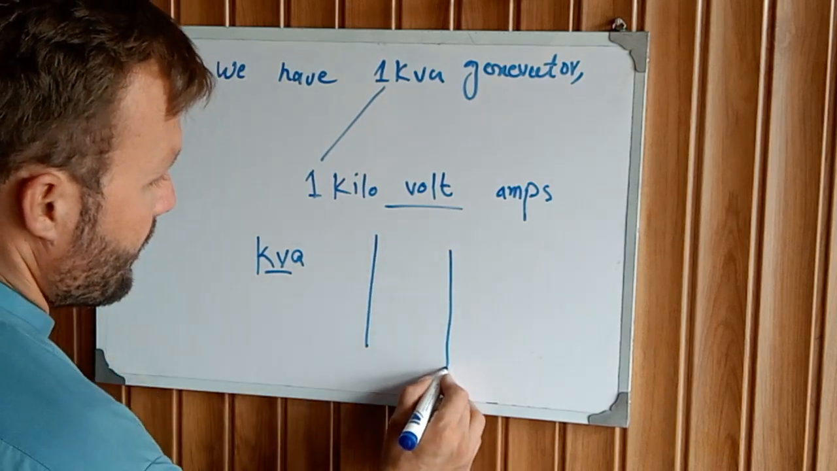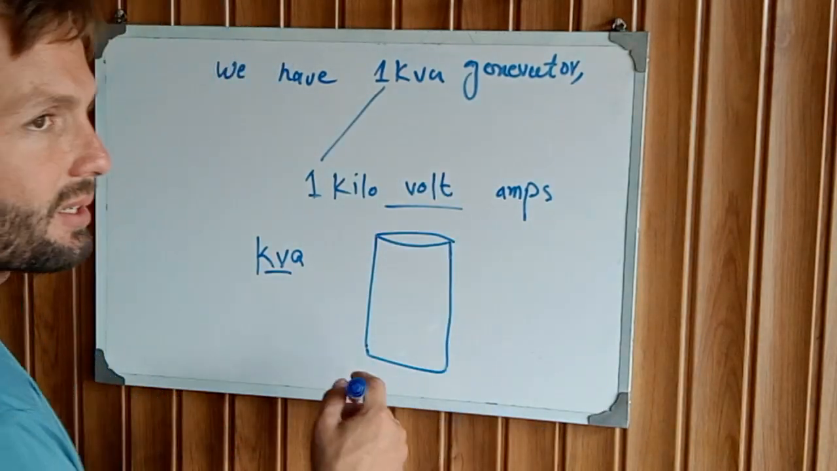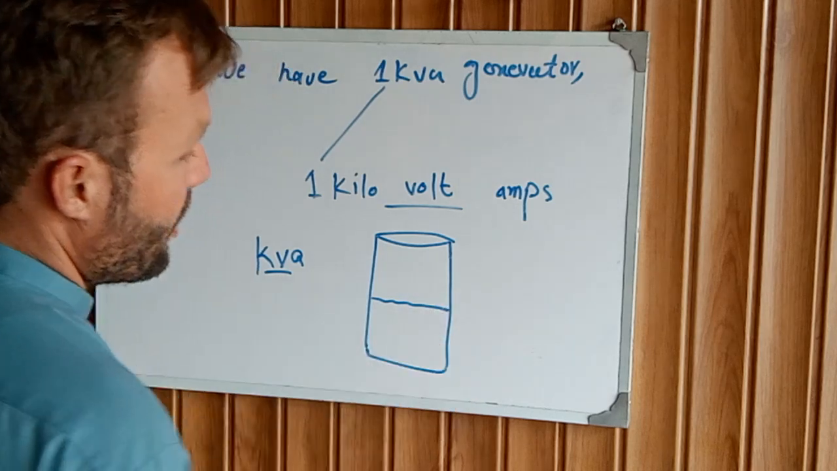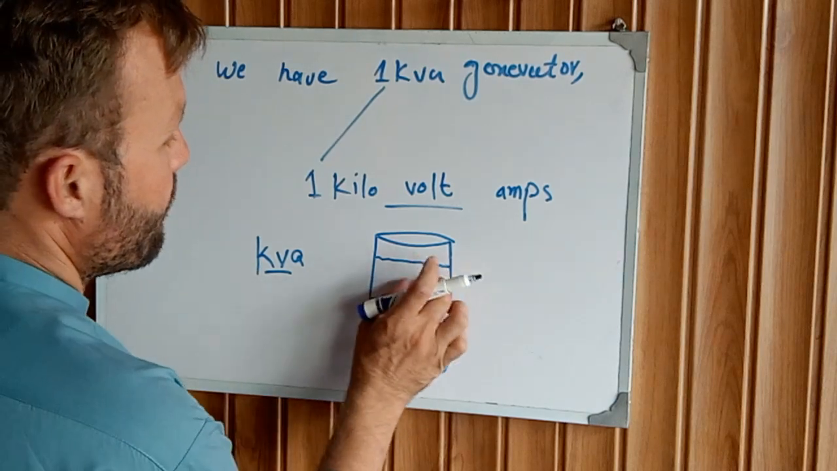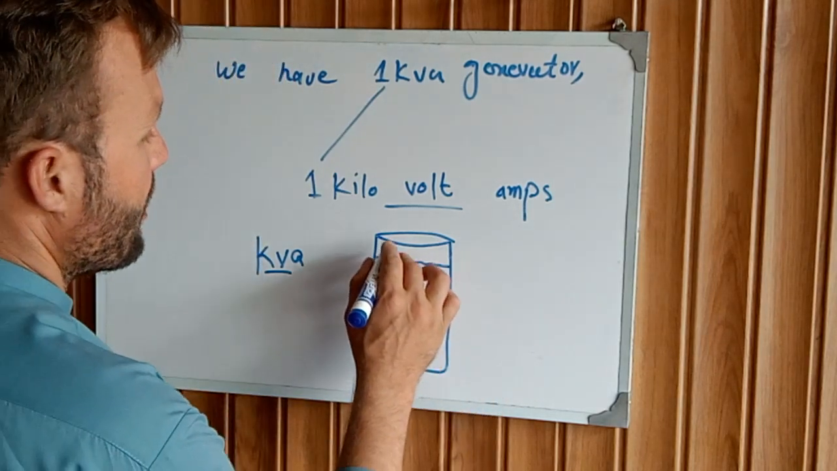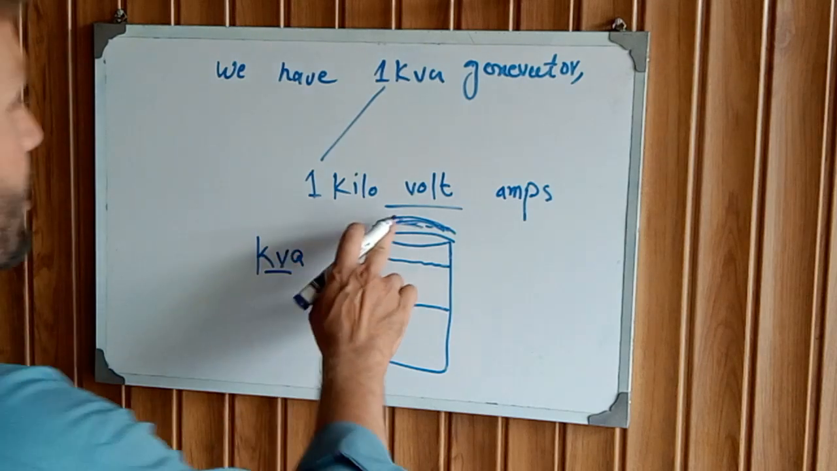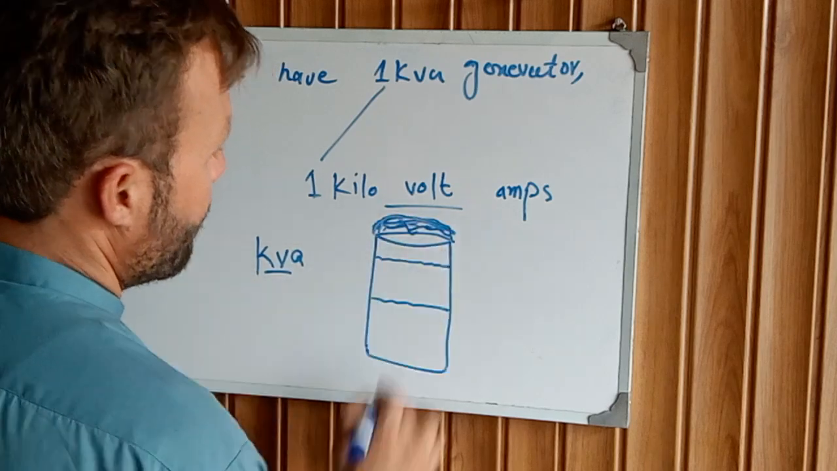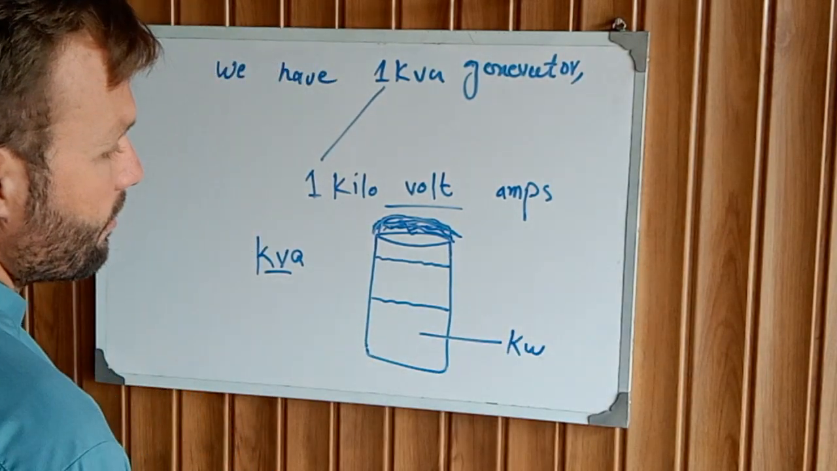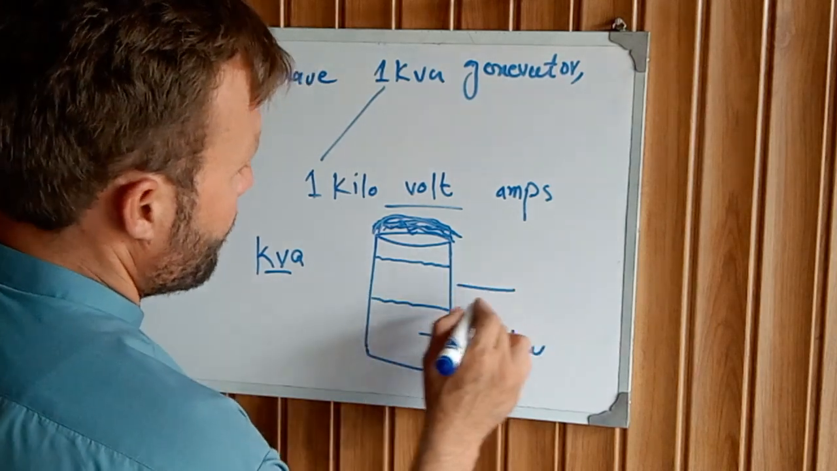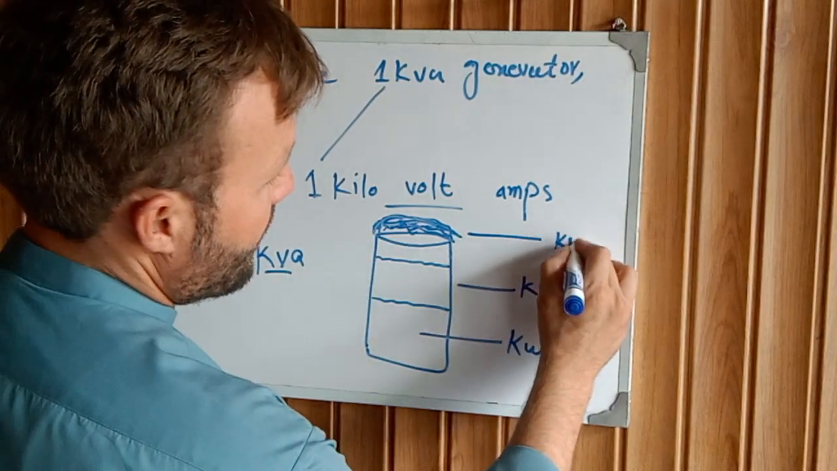For example, this is your glass. When you fill some drinks, carbonated drinks, here is the original drink, and here is a little bit of air in bubbles, and here is a soupy foam. That means kilowatt is the drink, that means kVA is the whole glass, and the soupy foam means kVAR.